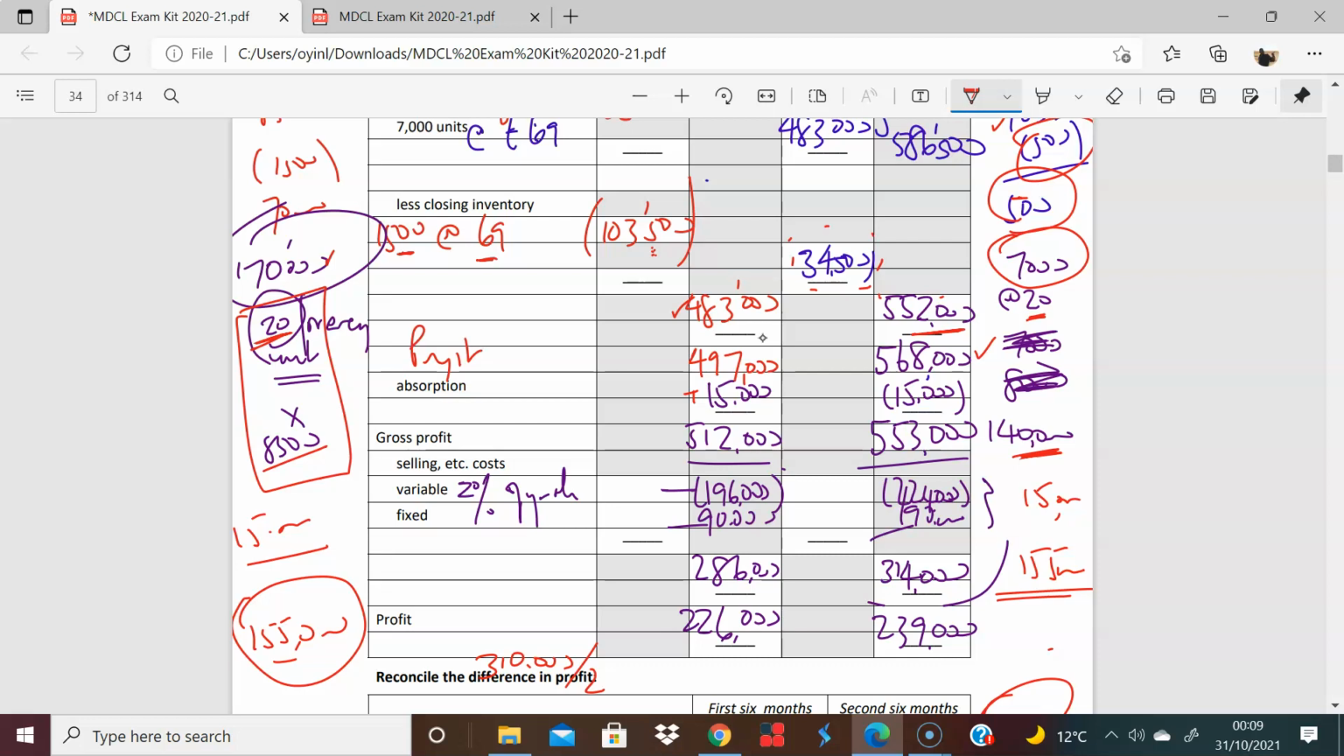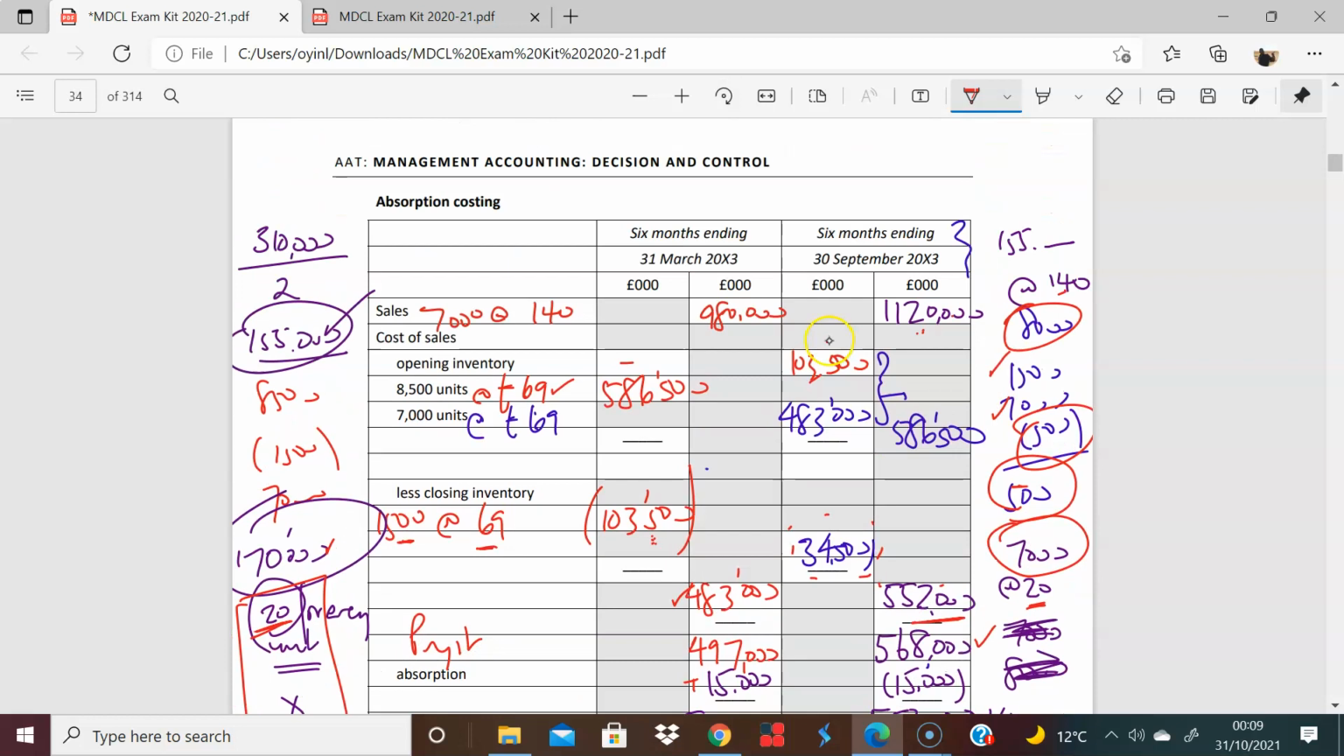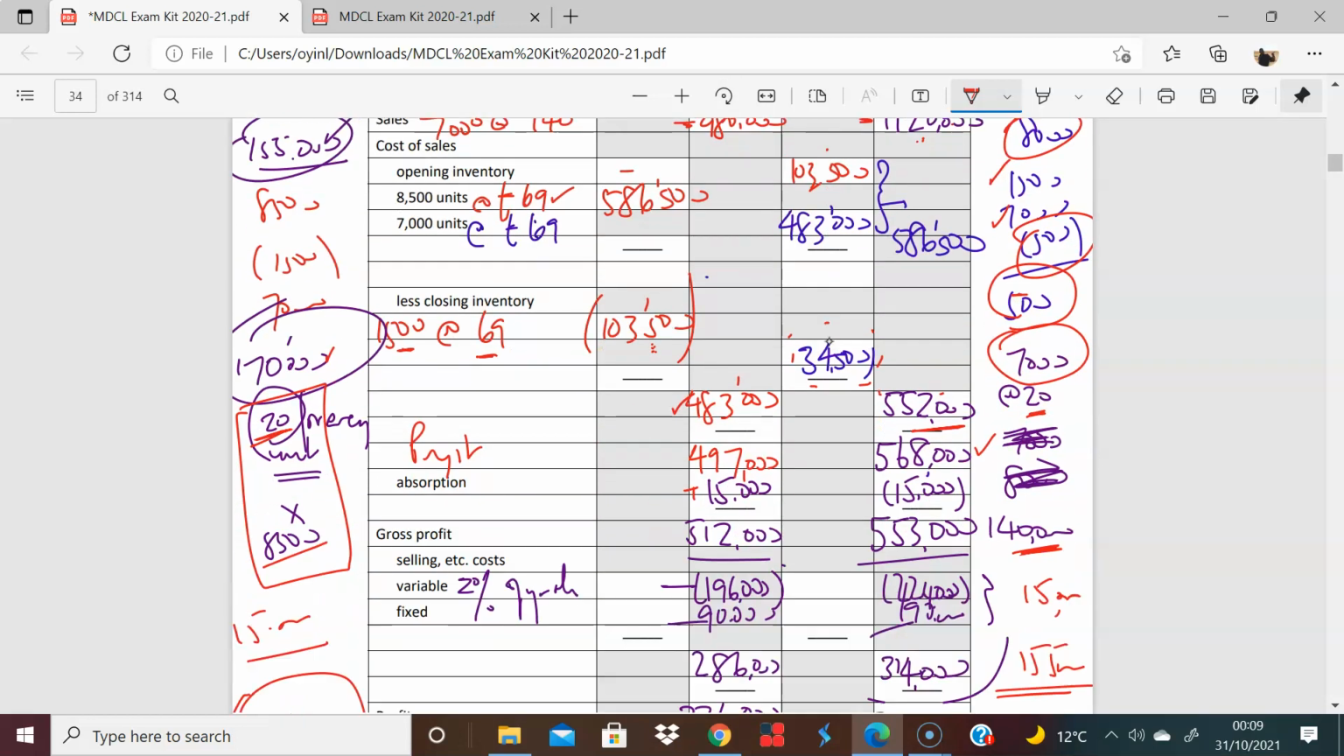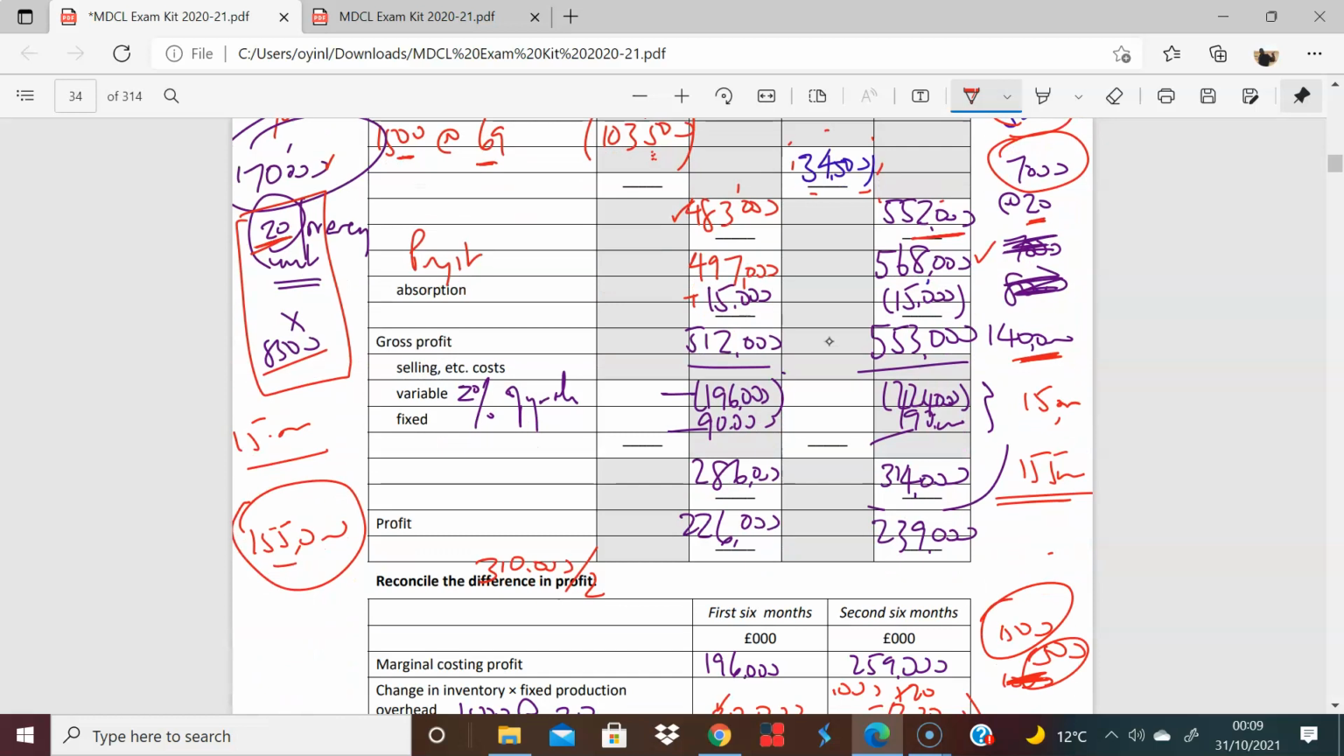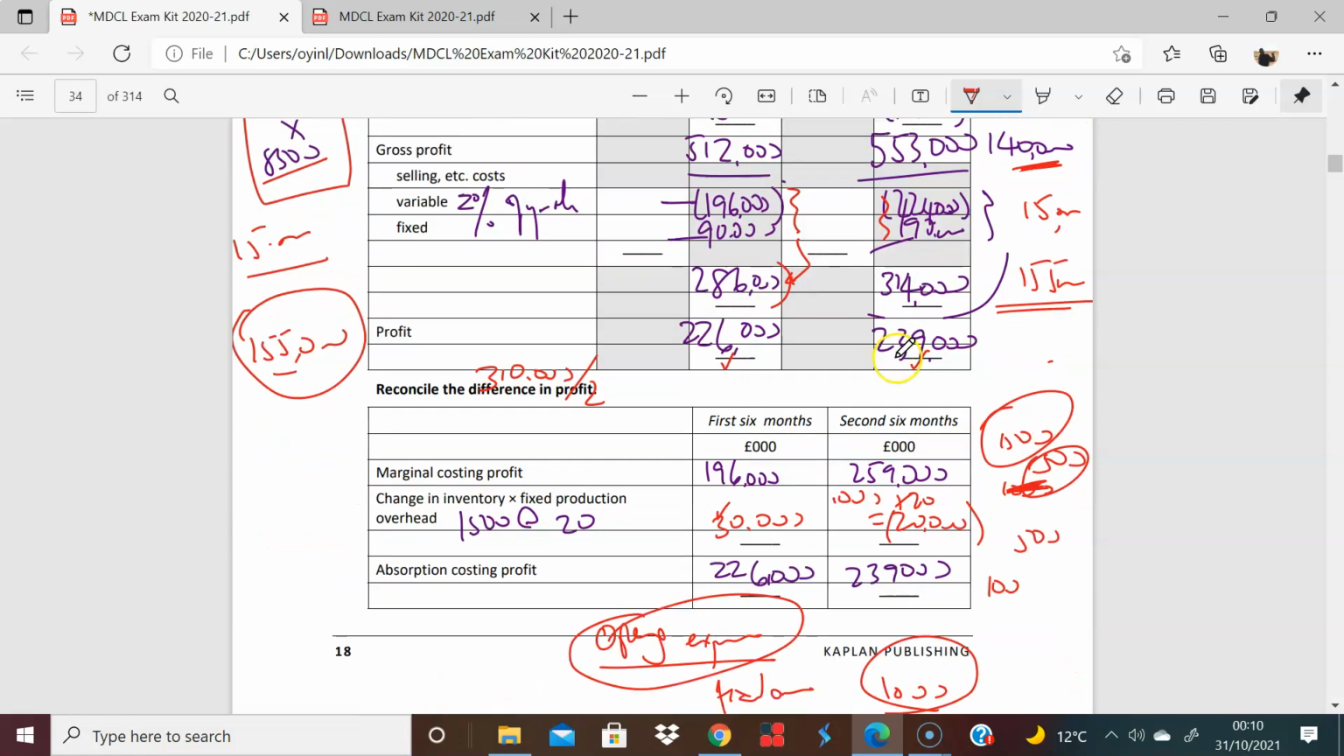We just apply again the 20% of the yearly revenue. So 20% of the 980, 20% of this, and 20% of this will give us these values, 196 and 224. The fixed cost of 90 are the same, and add these two together, which is why we have the 286. Add these two together, which is why you have the 314, and then you can subtract the selling costs from your gross profit to get your real profit. Do exactly the same thing. And then, of course, the question just wants us to compare the two.